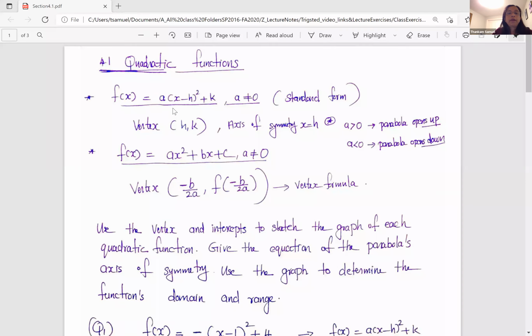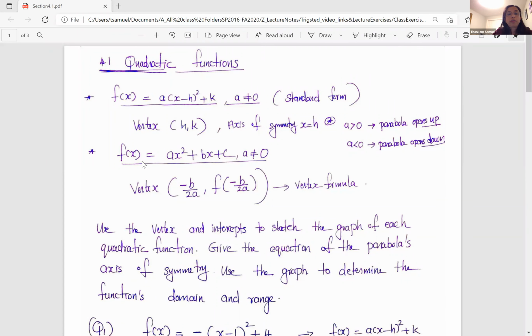In this form, the vertex is (h, k) and the axis of symmetry is x equals h. It's a line that divides the graph into two symmetrical halves. And when we talk about quadratic functions, the graph of a quadratic function is always a parabola.